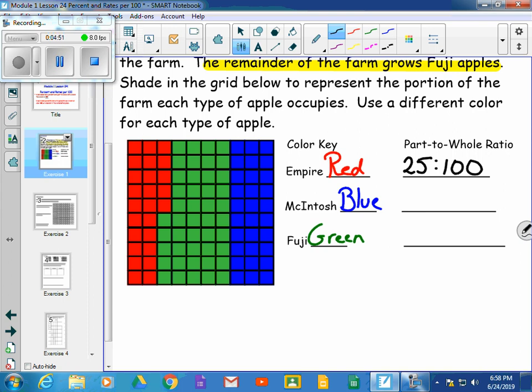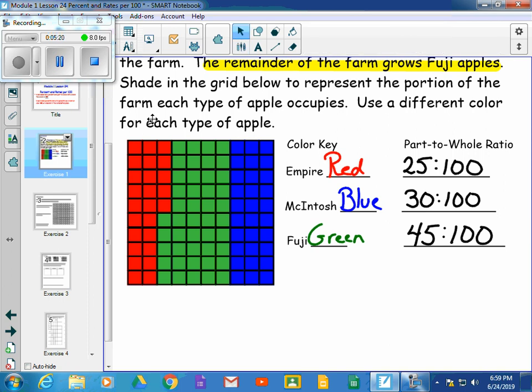The Macintosh was 30%. 30% means 30 out of 100. So we have a ratio of 30 to 100. And the remainder of it was the green, the Fuji apples. If you count them up, there's 45 of those there. 45 to 100 would be the part-to-whole ratio of each of those.